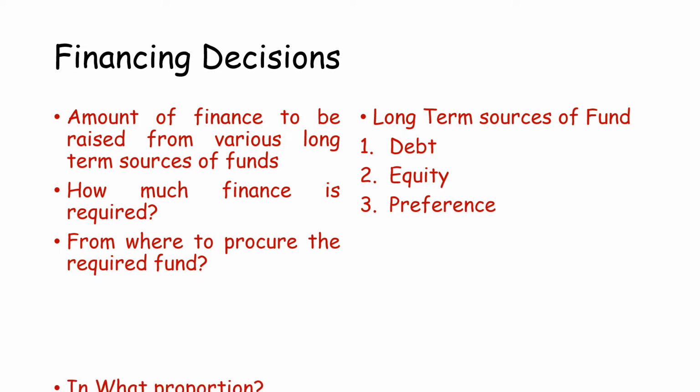The next question that comes to the mind of the finance manager is in what proportion will the finance be raised? That is, in what percentage or ratio can he raise the funds that are required from the available long-term sources? The finance manager will definitely opt that combination of long-term sources that will fetch him the optimum benefit.